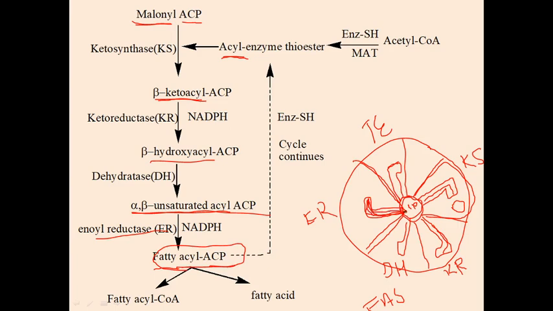Or if the cycle is incomplete, ACP will take this fatty acyl ACP again to ketosynthase. Again 2 more carbon atoms are added, and the cycle will continue until a sufficient number of carbon atoms are produced, and in this way the fatty acid is synthesized.